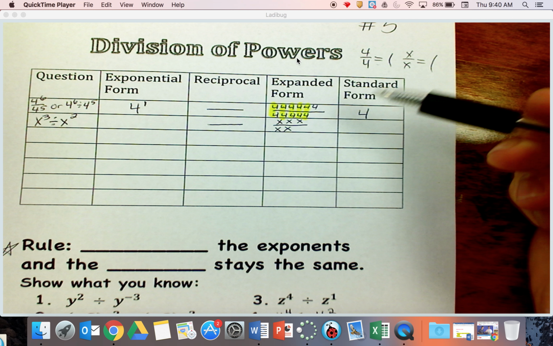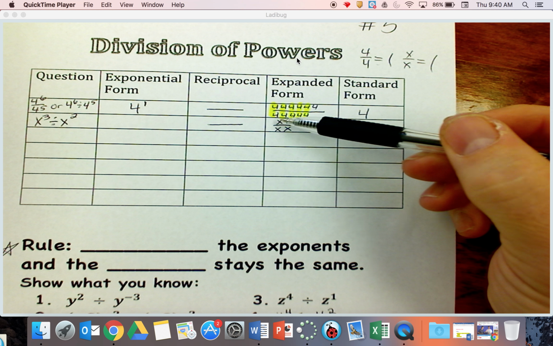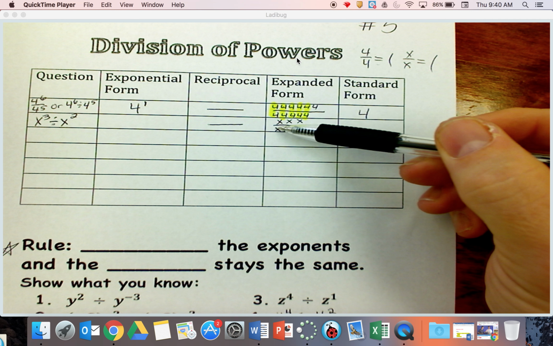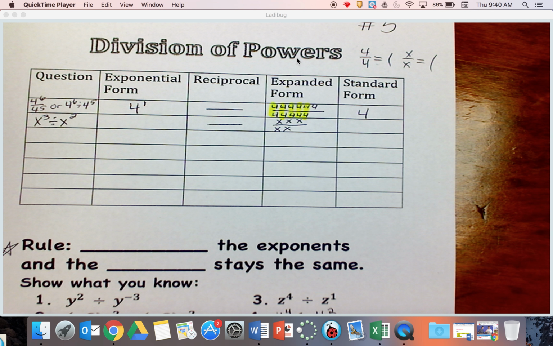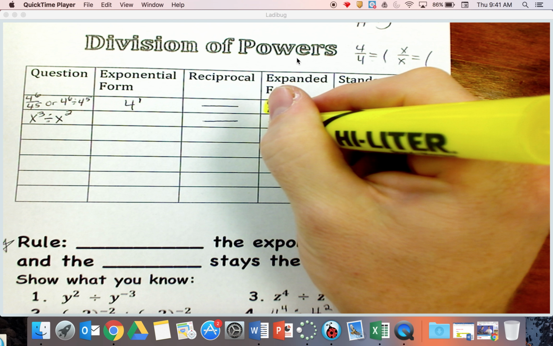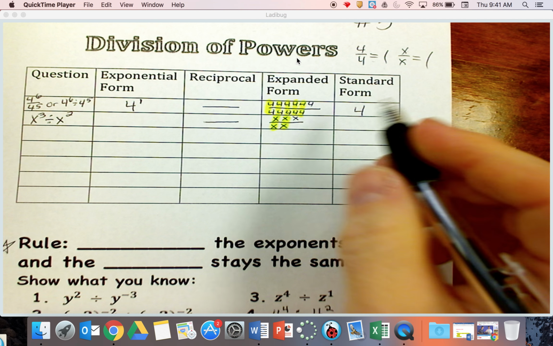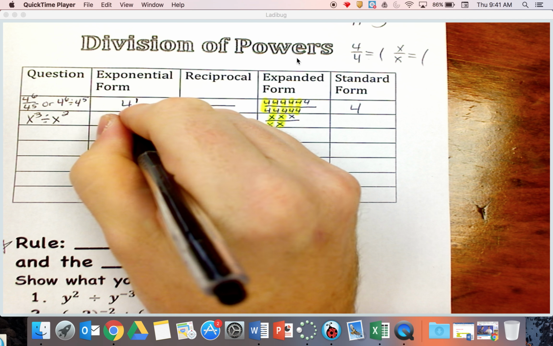So what happens here? Let's check for my one wholes. Well, I got this right here. X over x makes one whole. So that's 1. So they're canceled out, or they're 1. I got another one right here. They're gone. So what am I left with? I'm left with 1x. So my answer there is x to the 1st power.